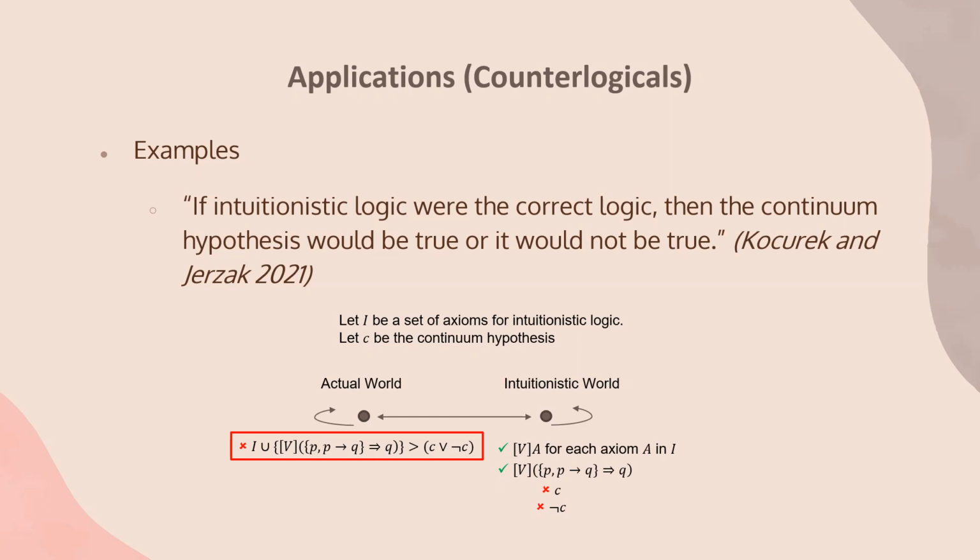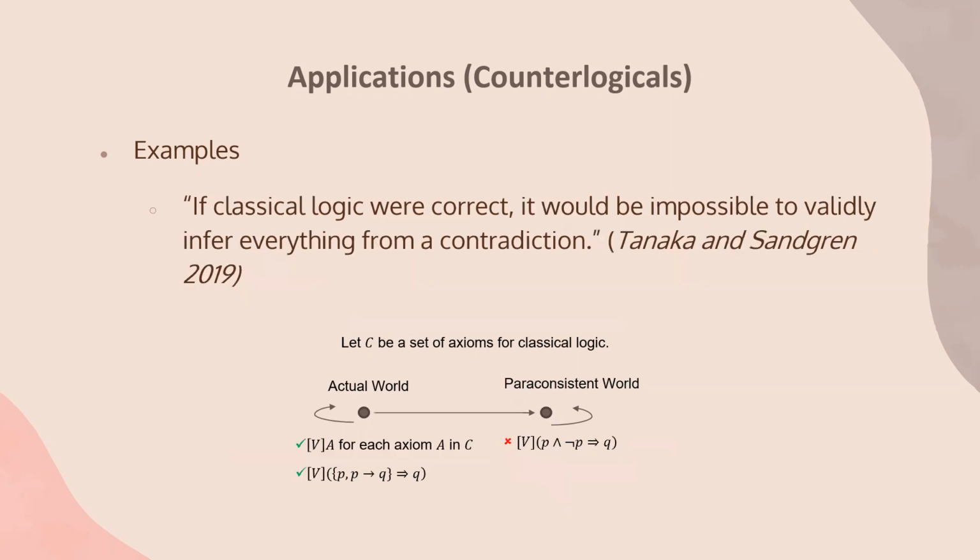And so finally, moving on to the last example of counterlogicals. If classical logic were correct, it would be impossible to validly infer everything from a contradiction. So let C just be a set of axioms for classical logic. Again, given the context, we can just assume it's some Hilbert-style axiomatization. Suppose there's some paraconsistent world accessible from the actual world. And suppose that for each classical axiom, it's valid at the actual world. Modus ponens is valid at the actual world. Again, I'm just assuming this for the sake of example.